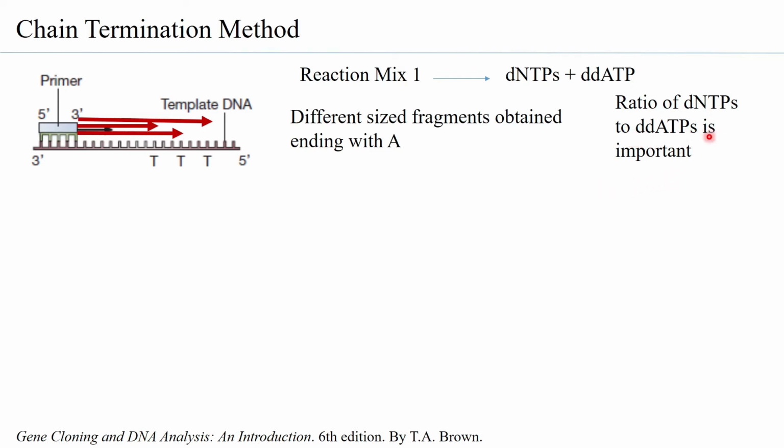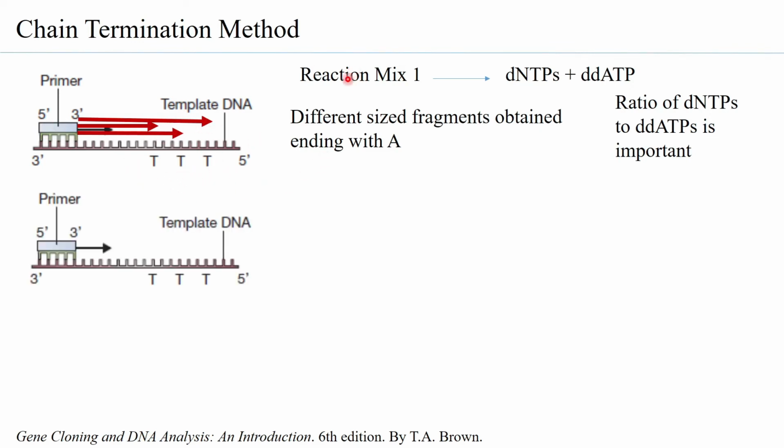If you have a high amount of ddATP, then you would always have the chain synthesized till here, and here the synthesis will stop. Why? Because the amount of ddATP is high, it will always add a ddATP. But because the amount of dATP is higher, you may not have a ddATP being added over here. It may be added just about here. So based on that, you would have different sized fragments being formed.